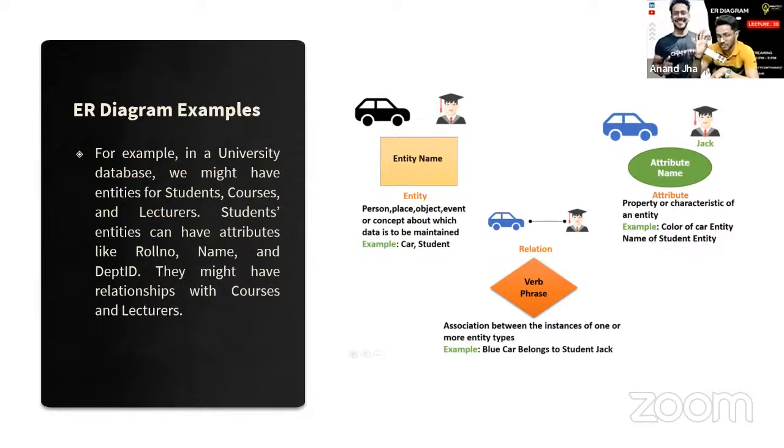So ER diagram is built on three important concepts. One is entity, second one is attributes, third one is the relation.